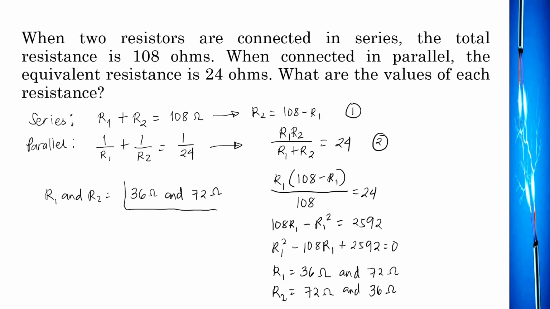So, yan yung dalawang resistances na kapag pinarallel mo, ang total ay 24 ohms. Pag siniris, 108 ohms. Ayan. So, yan lang po yung gagawin sa ganitong problem. So, medyo tricky. Ayun pala yung term.